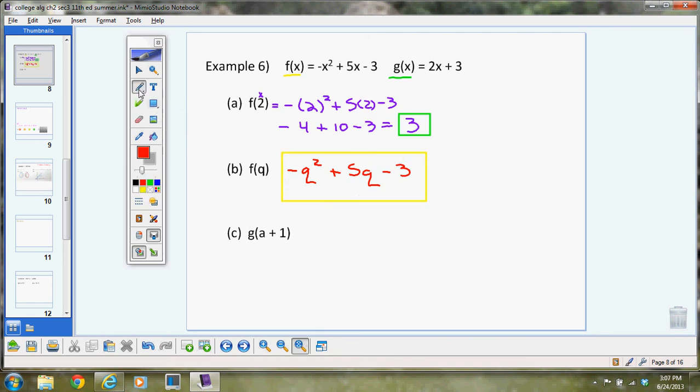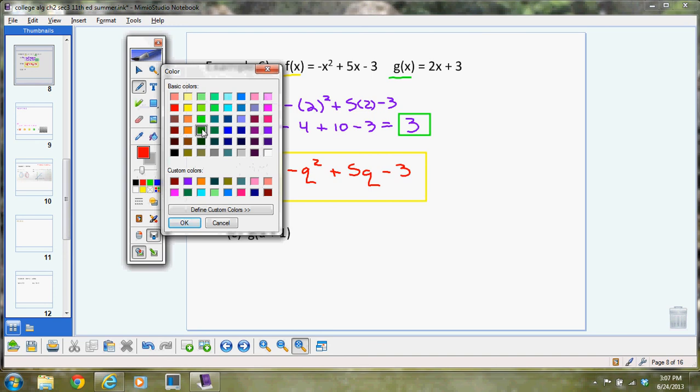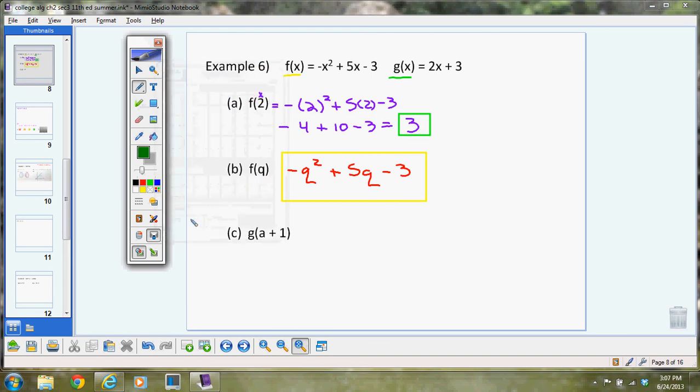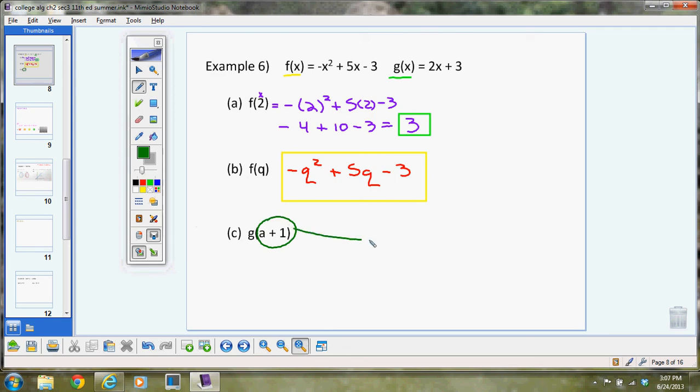Now on part G, they ask me to do g of a plus 1. So I'm taking this a plus 1 and I'm plugging in the g equation right there for x. So instead of 2 times x, I'm going to have 2 times a plus 1 and then bring down the plus 3. You do have to distribute.